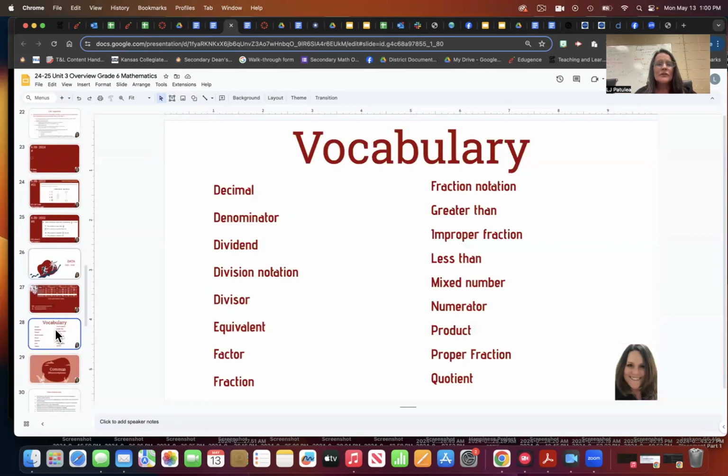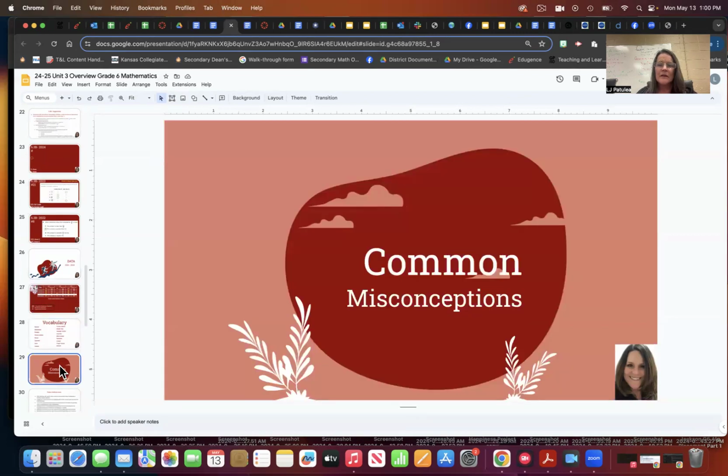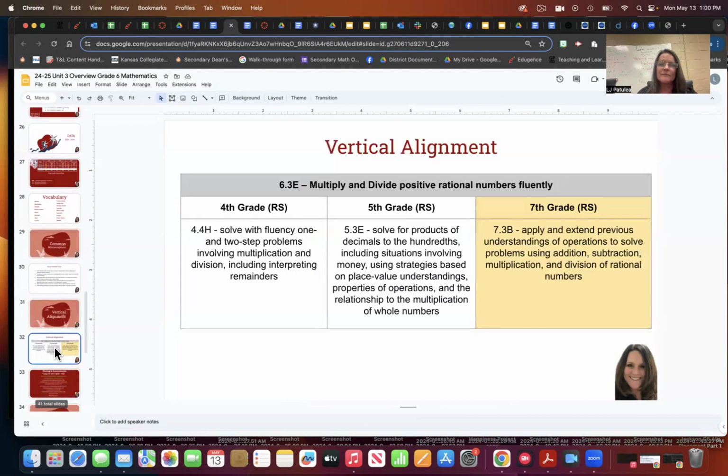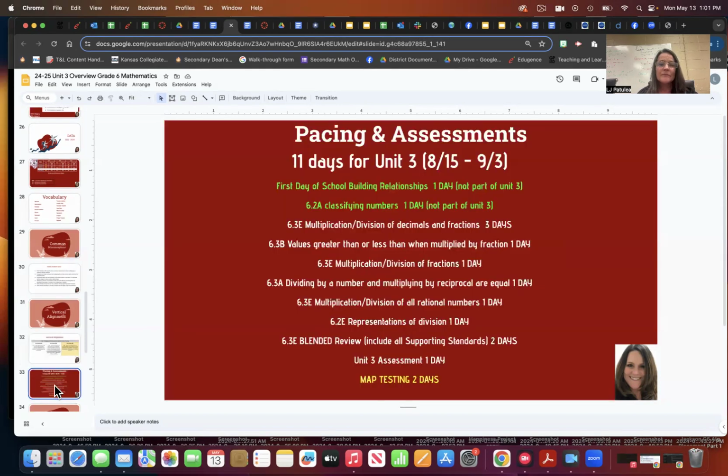Vocabulary. This is the vocabulary students need to know to be successful in this unit. We have some common misconceptions, things that students will miss and get incorrect, or maybe flaws in their understanding. So this is a good slide to read through. Vertical alignment. A lot of 6.3 starts in 4th grade. It is continued in 5th grade, and then it is extended into 7th grade. So here are the standards, and you can see where students are and what they've already been exposed to.